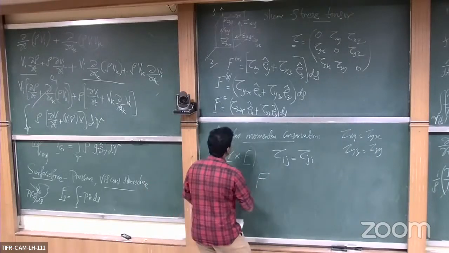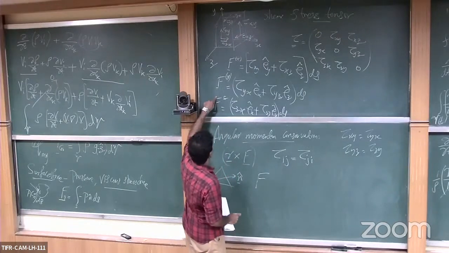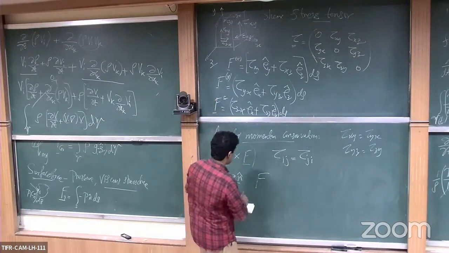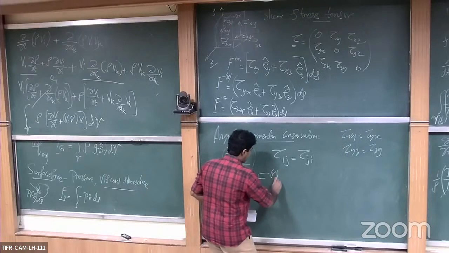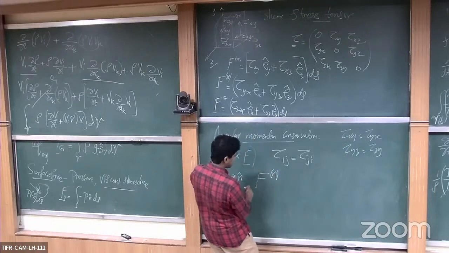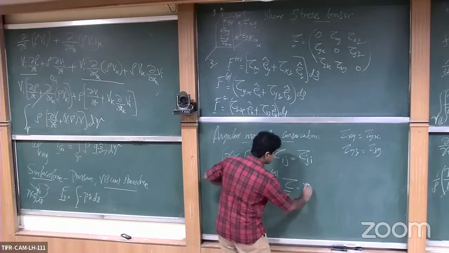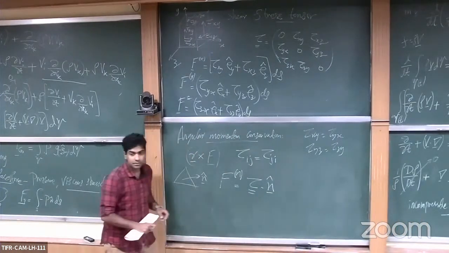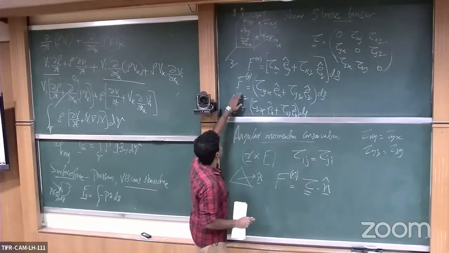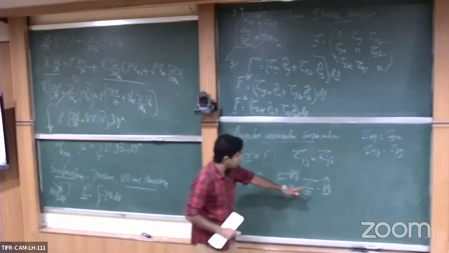The force, so we wrote down the expression for force on x, y, and z planes. In the same way, the force acting on an n plane whose normal is n is given by the dot product of tau with n. So these are all special cases of this.